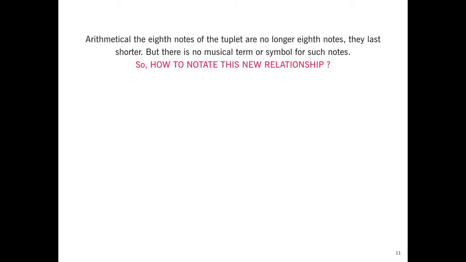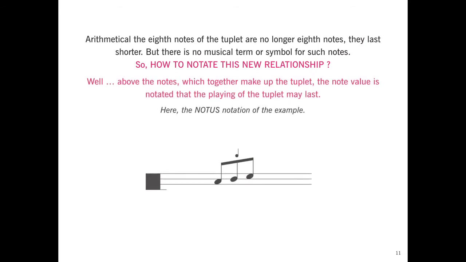Arithmetically, the eighth notes of the tuplet are no longer eighth notes, they last shorter. But there is no musical term or symbol for such notes. How to notate this new relationship? Well, above the notes, which together make up the tuplet, the note value is notated that the playing of the tuplet may last. This is a tuplet with a specific name.